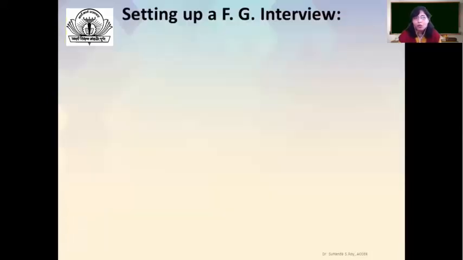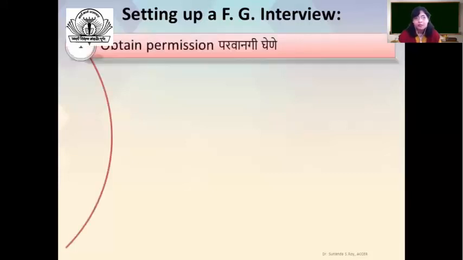Now we go on to the setting up of the focus group interview. What are the things that you need to take into consideration? The first one is to obtain permission. For example, if you want to conduct a focus group interview on school teachers, then obviously you will have to get the permission from the principal as well as the school teachers. Remember, you need to get permission even from the informants or the interviewees. If you are taking interviews from school students, then you need to take prior permission from the parents.